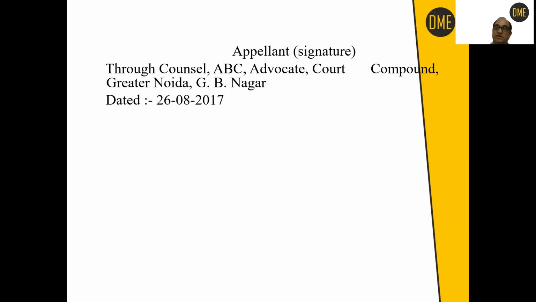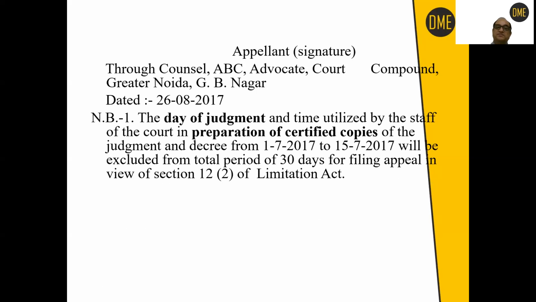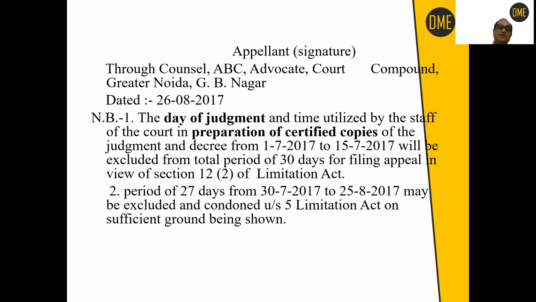The date of filing is important because up to this date you will have to explain as to why the appeal was not filed up to 26th of August 2017. You must note down, I told you earlier also, that the date of judgment and time utilized by the staff of the court in preparation of certified copies of the judgment and decree from 1st July to 15th July will be excluded from the total period of 30 days fixed for filing appeal.